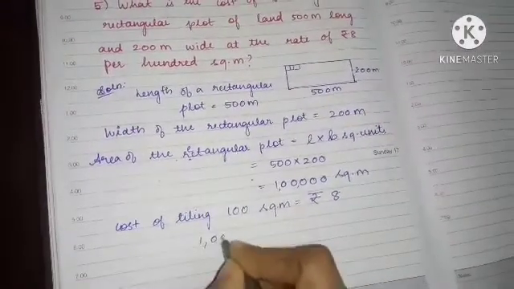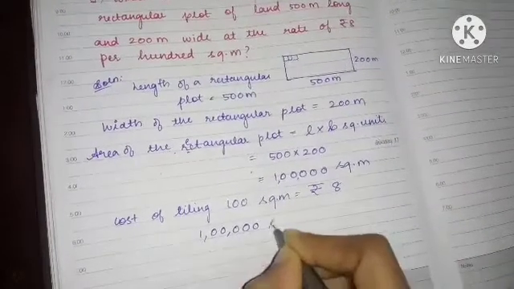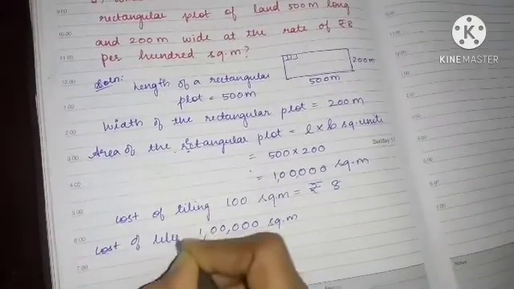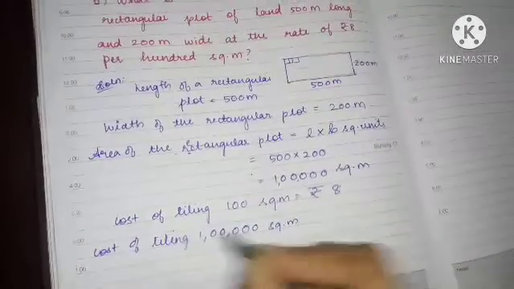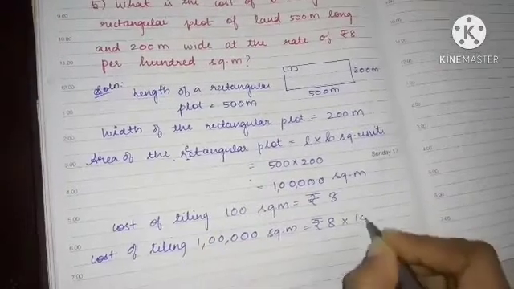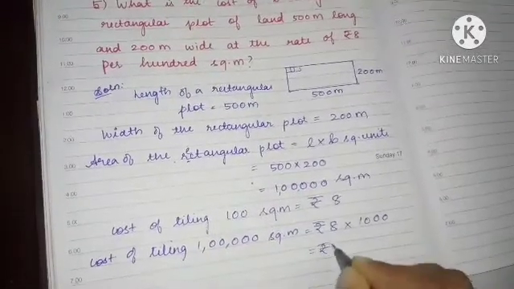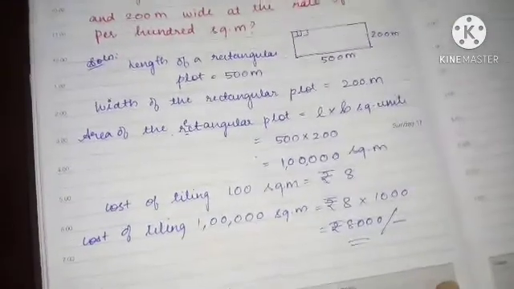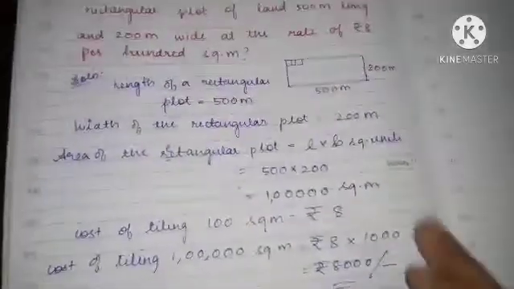Then for 1 lakh, how much? For the cost of tiling, 1 lakh square meter is rupees 8 into 1000. So rupees 8000 is the total amount required to tile this rectangular plot.